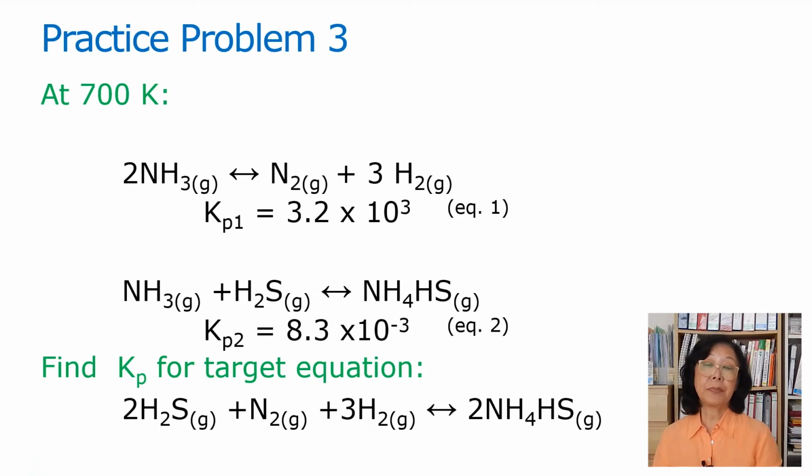Find the Kp. Now let's compare this target equation to equation 1, meaning that we need to flip equation 1 to reverse it, so we take 1 over the K value. And then for 2 moles of ammonium hydrogen sulfide, we need to multiply everything by 2 in equation 2. Therefore, we take the square of equilibrium constant 2.